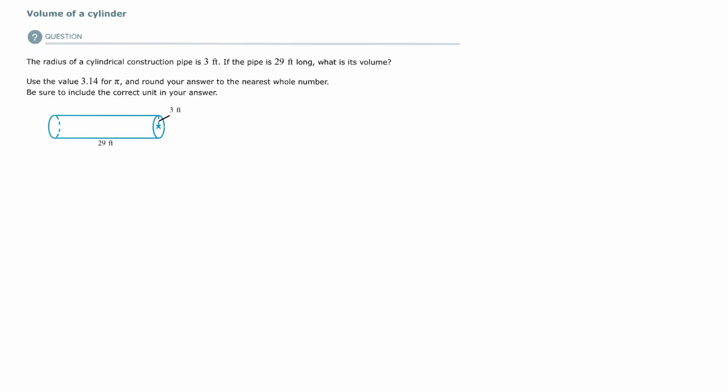Another problem involving analytical geometry. This geometry happens to be in 3 dimensions, and we're talking about volume. So that's going to be very important when you're going to label your units. Let's read the problem. The radius of a cylindrical construction pipe is 3 feet. If the pipe is 29 feet long, what is its volume?